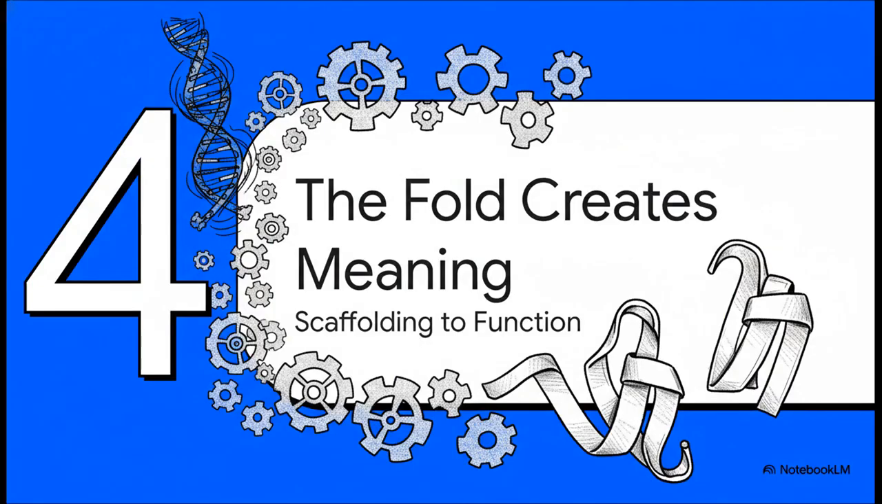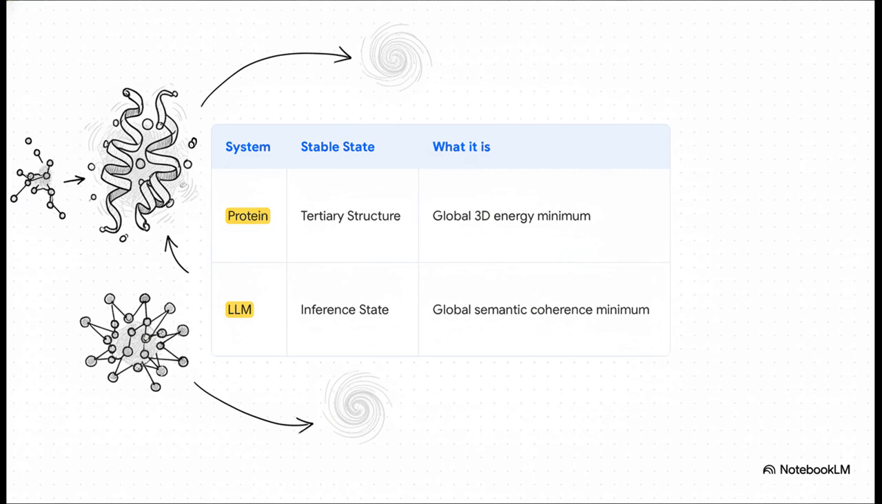Okay, so we have our genetic code, we have our local scaffolding. Now for the main event. How do all of these little pieces come together and snap into a single functional thing that can actually do some work? So a protein folds into the one specific shape that minimizes its energy.